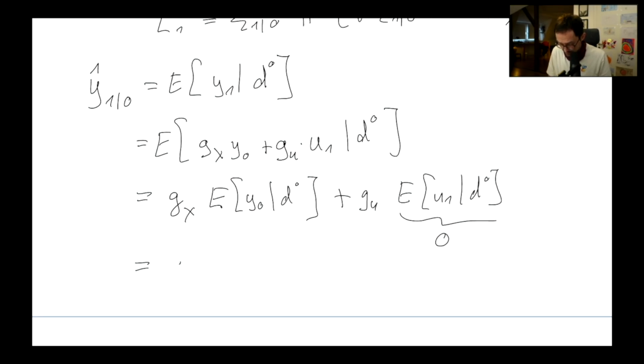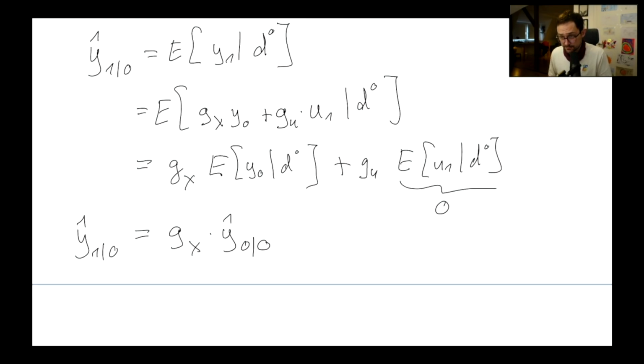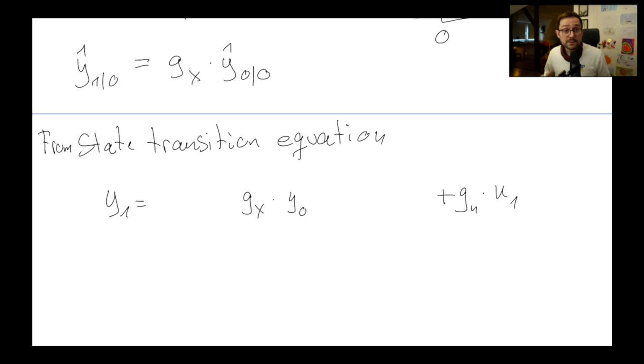So what we are left with is y hat 1 given 0 is Gx times, let's use our notation for this, y hat 0 given information at 0. That's one key equation right here. At the same time, let's rewrite the state transition equation. So we can also write y1 in, this is the state transition equation.